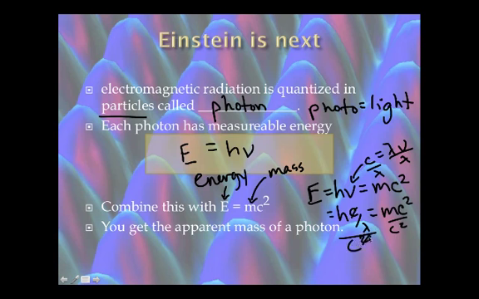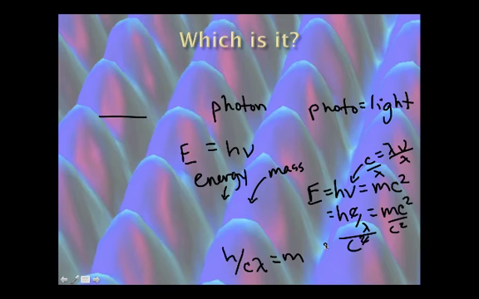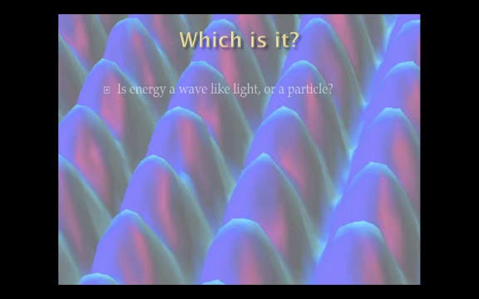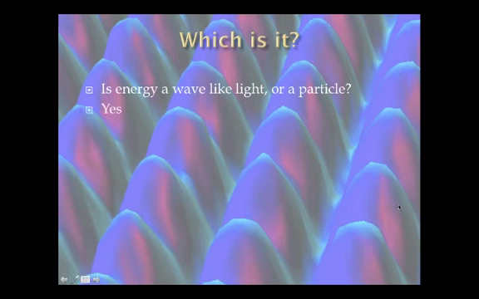And I get one of my c's to cancel. And then lambda's already in that denominator, so I have h over c lambda is equal to the mass. And that's what we get for the apparent mass of a photon. So the big question is, which is it? Is energy a wave like light, or is it a particle like a photon? The answer is yes, it's both.